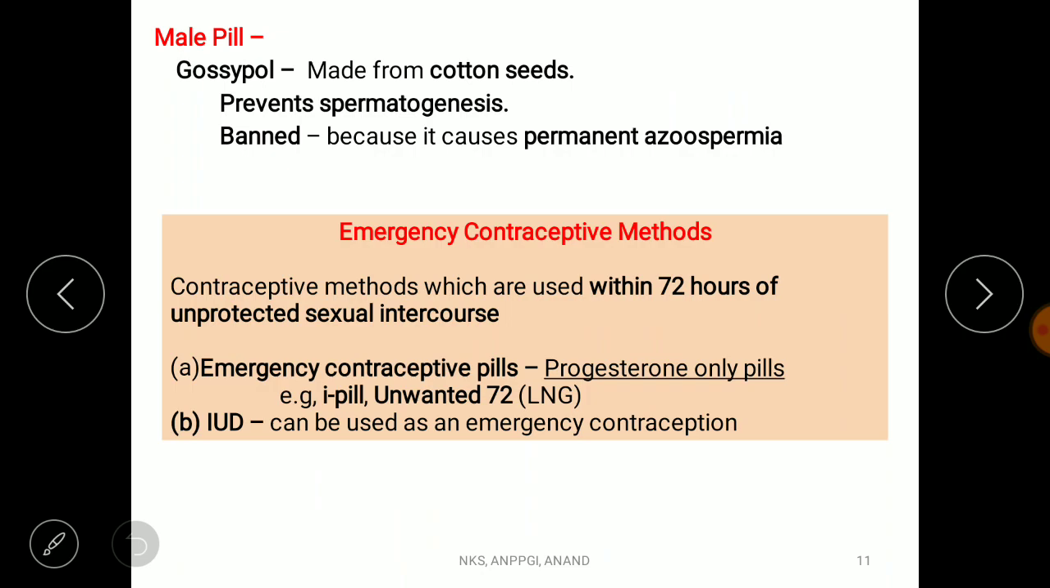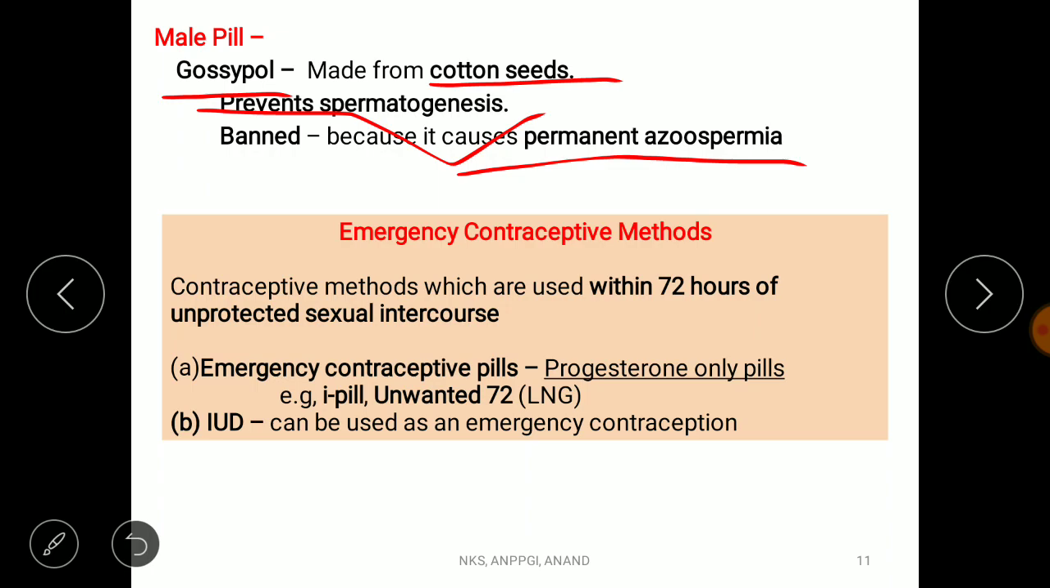Many times male pills have also been used. The example of male pills is gossypol. It is nothing but made up from the cotton seeds. It prevents the spermatogenesis. It is banned in India because it causes permanent azoospermia. That's why it is banned in India.